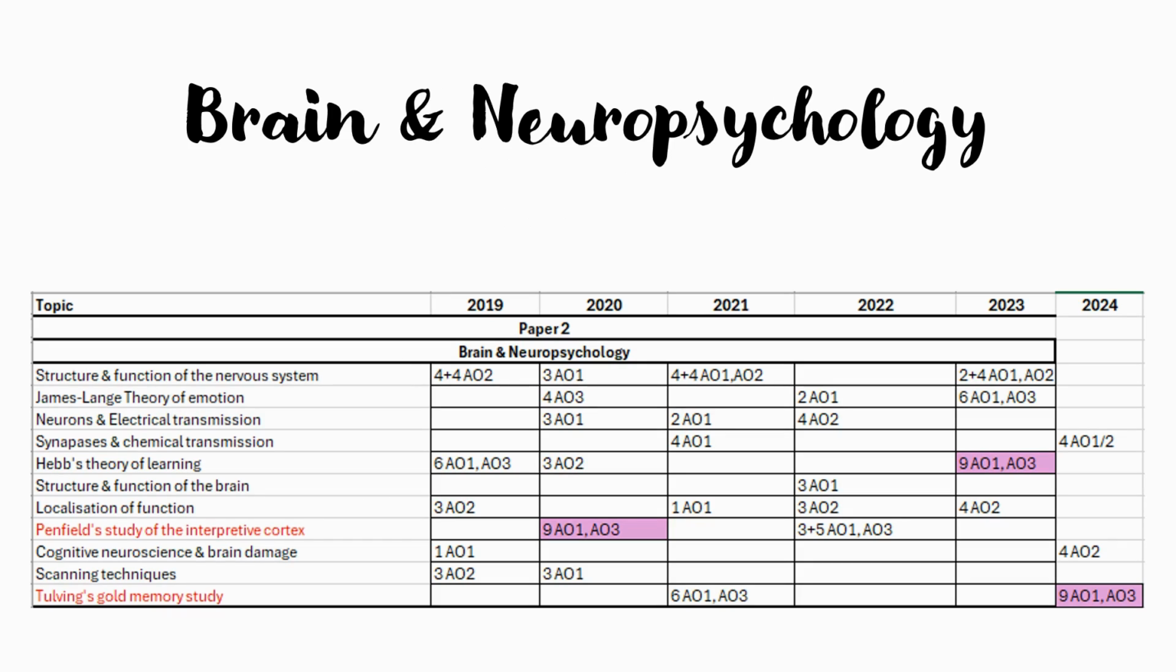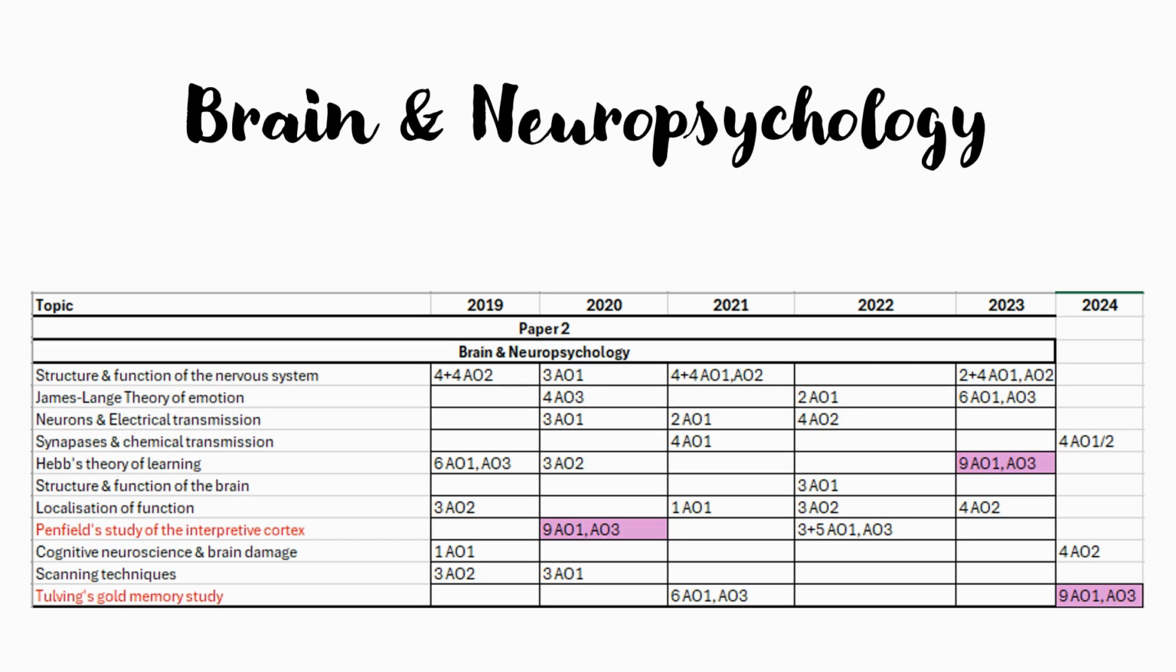Looking at brain and neuropsychology then, the 9 marker that I've suggested might be Tolving's. I don't think that's come up. I couldn't see it anyway. It came up as a 6 marker, but hasn't come up as a 9 marker, whereas most of the studies in both paper 1 and paper 2 have come up previously as 9 markers. So that might be one worth looking at.